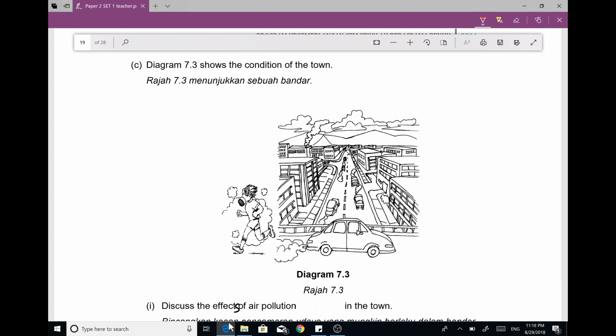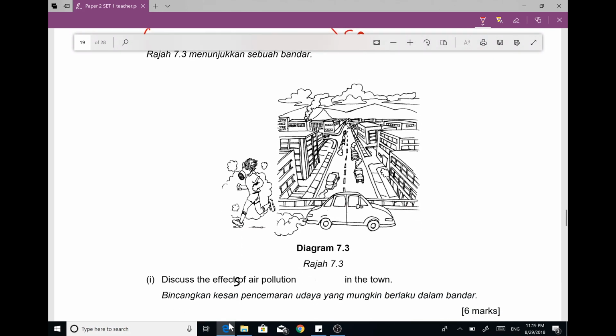So in this lesson, we are going to continue discussing the answering technique in paper 2, especially the essay. So first, let's start by analyzing the question. I have this as my STEM question. I know that this diagram shows the condition of the town, and this is the stimulus, together with the task word and the keywords here.